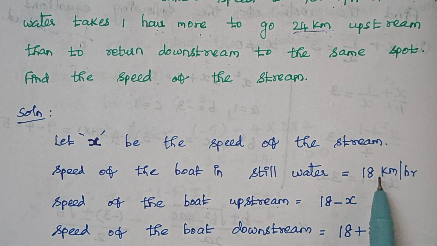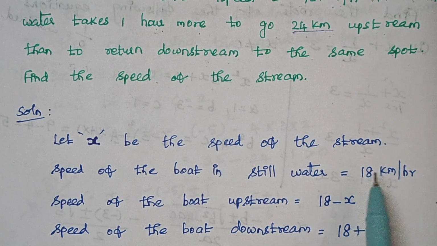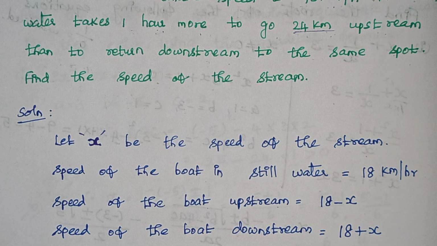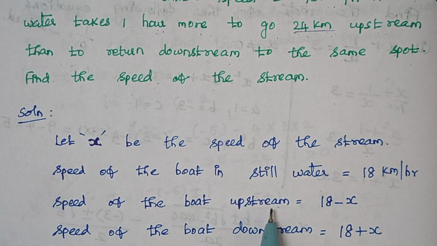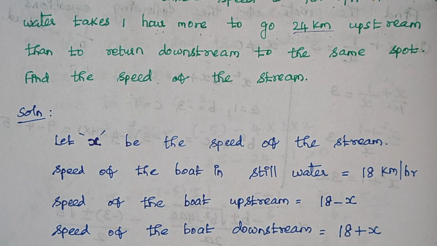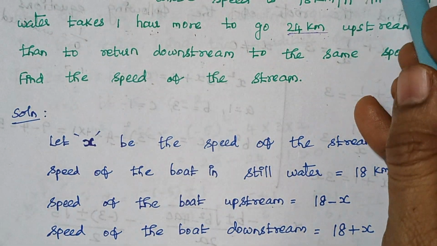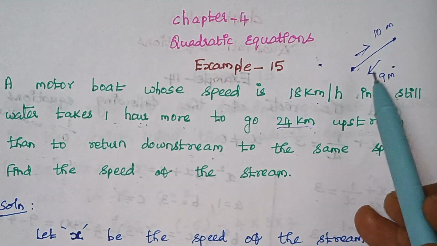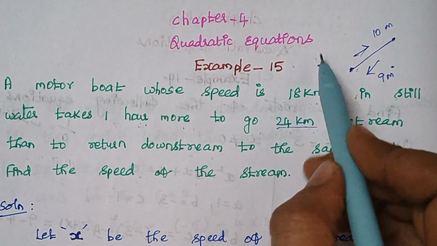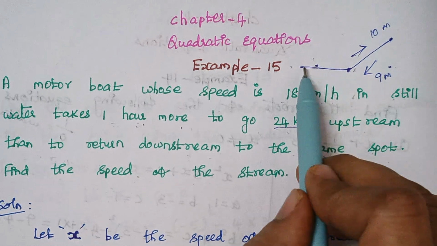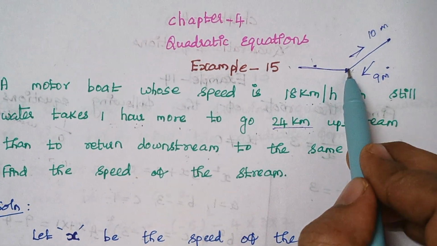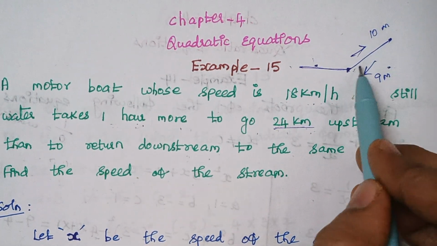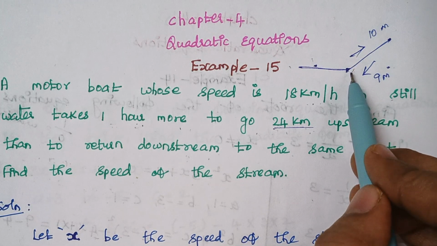In still water, the speed of the stagnant water is taken as reference because this is the known value here. So the speed of the boat upstream will get decreased when you move upwards. Assume here it is a plane surface, you are moving fast. But when you are about to climb a slope, what happens? Automatically your speed will get reduced.